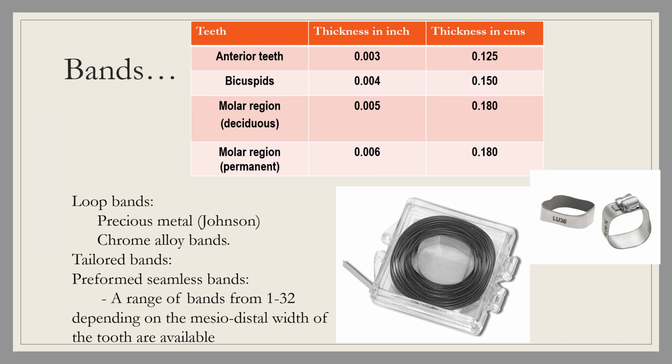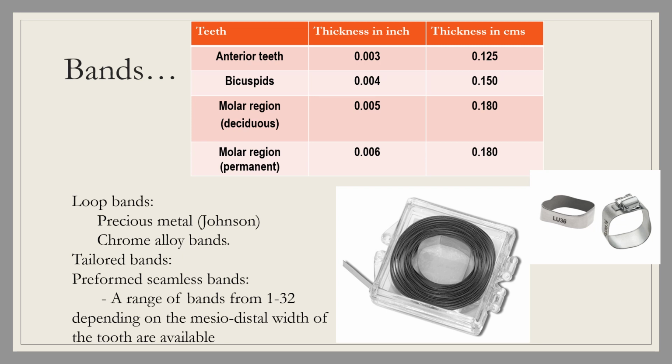Coming to banding, we need bands, or band material, to do the banding procedure. There are many types of bands available, in different thicknesses: 0.003 inch, 0.004 inch, 0.005 inch, and usually for deciduous molars we use 0.005 inch, and for permanent molars we use 0.006 inch. For anterior teeth we very rarely do banding. For bicuspids also very rarely. But if you are doing banding for a canine or something, we go for 0.004 inch or 0.003 inch.